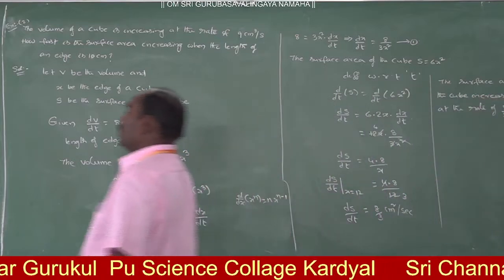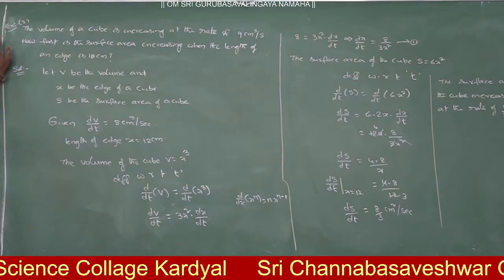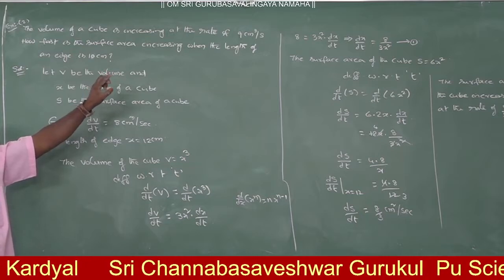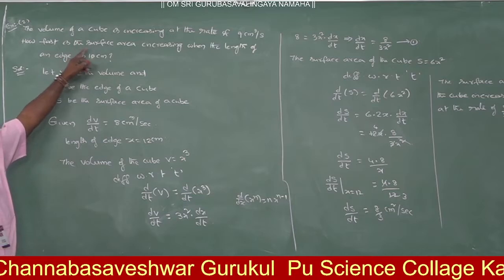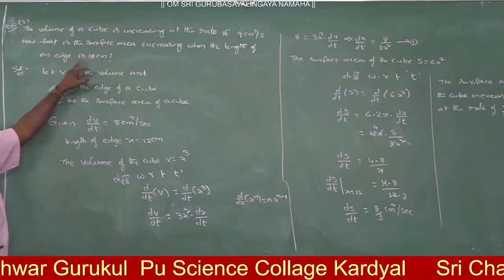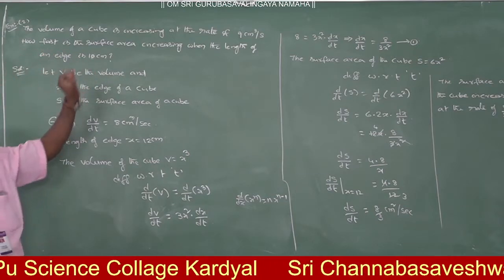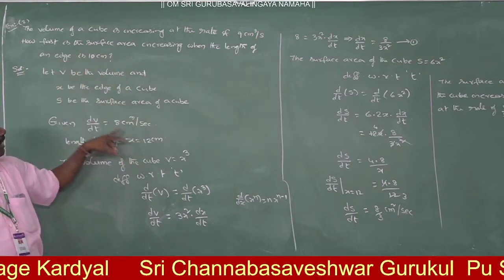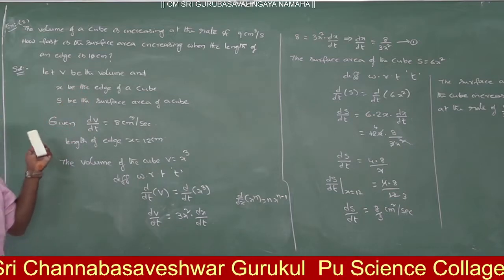Next, the volume of a cube is increasing at the rate of 9 centimeter cube per second. How fast is the surface area increasing when the length of an edge is 10 centimeters? Same model here, 8 replaced by 9 and 12 replaced by 10. First one complete.